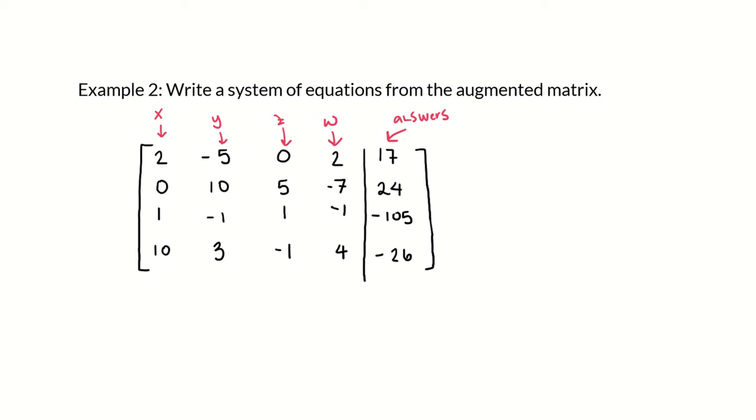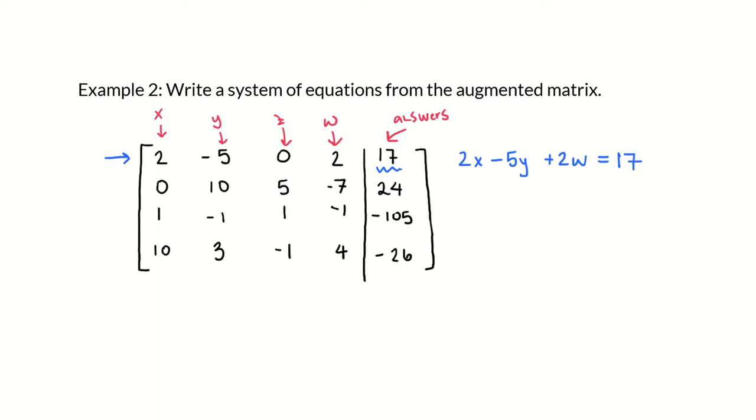And this first row will be the first equation, so with those variables it would turn into 2x minus 5y plus 0z, so we're just not going to write z in this equation, plus 2w equals the answer 17.